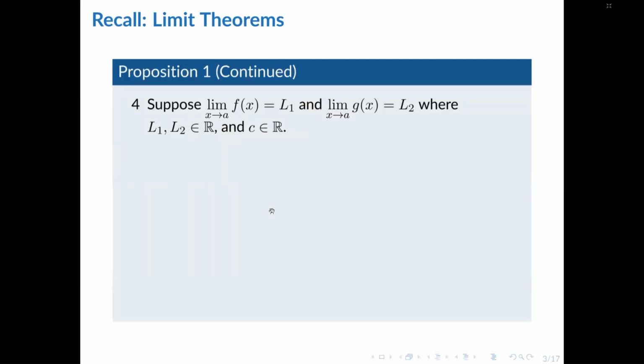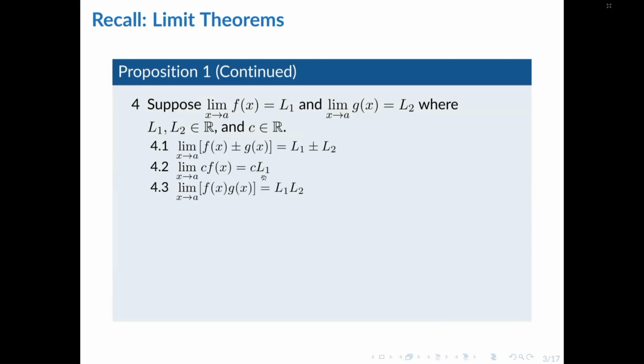Suppose the limit of f of x as x approaches A is equal to L1, and the limit of g of x as x approaches A is equal to L2, where L1 and L2 are elements of all real numbers, and C is an element of all real numbers. Then the limit of the sum or difference of f of x and g of x as x approaches A is equal to the sum or difference of L1 and L2, or the individual limits. The limit of C times f of x as x approaches A is equal to C multiplied by the limit of f of x, which is L1.